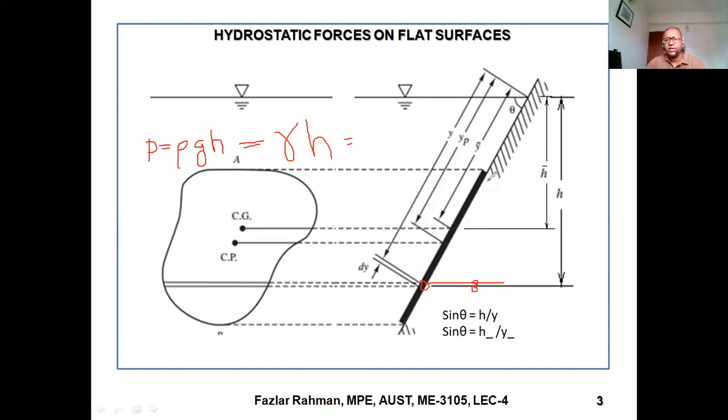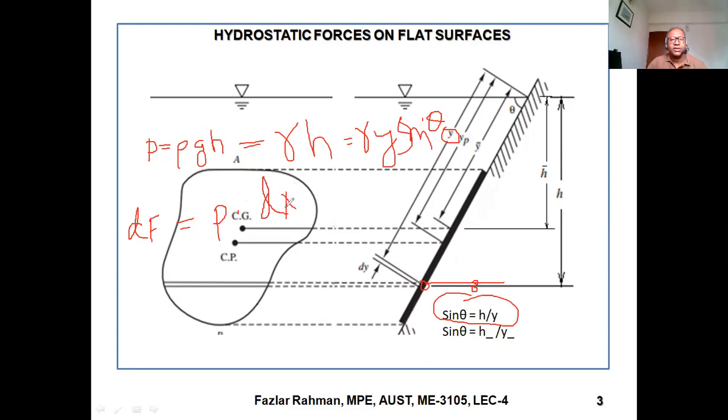Now h we can put in terms of sine theta. If we write it in terms of distance y, then it will be gamma, you see the h value right over here, gamma y sine theta. This pressure will work on that small area. So the force, how much? Force equals pressure into area. If I consider a very small area, the force working in that area will be very small, so I can say force is dF. So dF equals P into the small area dA.